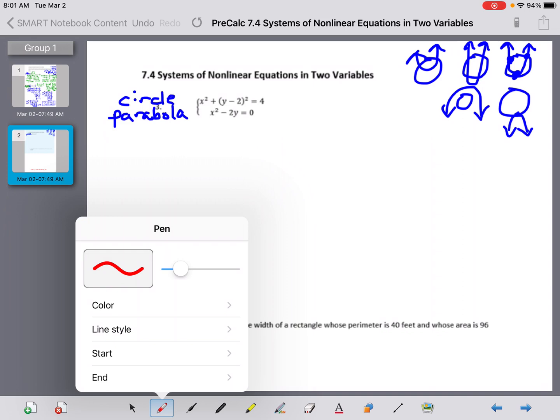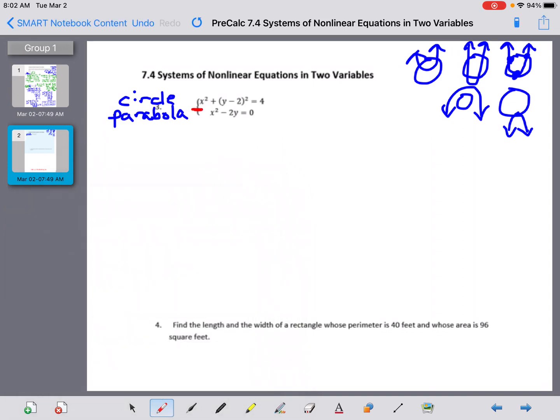You know what? I see an x squared to start both of them. A little bit funny, but I think we could just subtract these two. I think they're kind of lined up. So x squared minus x squared would disappear. Then on top I have y minus 2 squared minus a negative 2y, so that'd be plus 2y equals, and then 4 minus 0 is 4. Okay, so that joined my two equations.